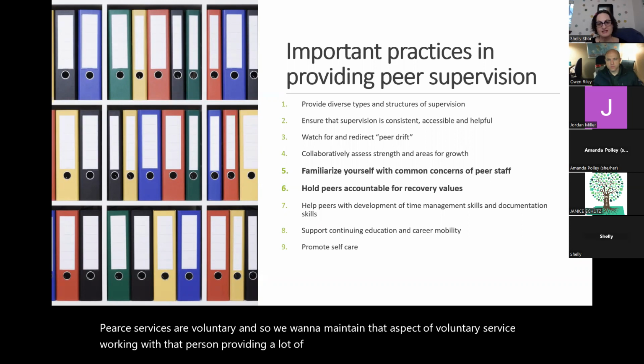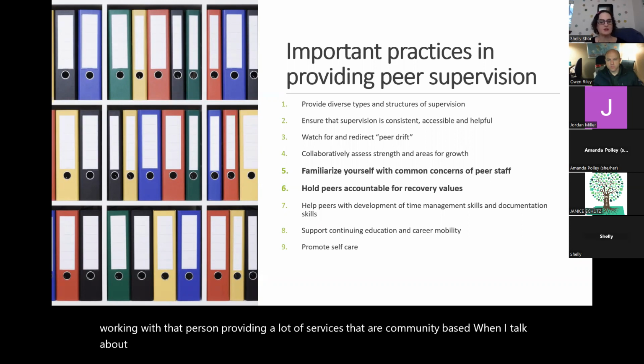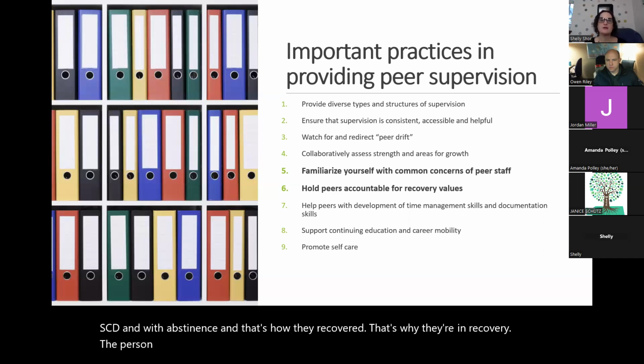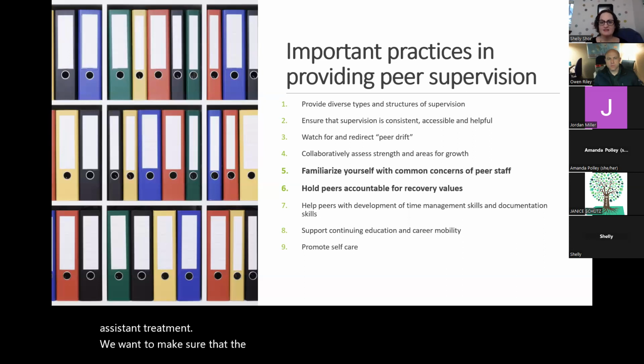that are community-based. When I talk about embracing multiple pathways, I talk about, maybe that peer has a lived experience with SUD and with abstinence, and that's how they recovered. That's why they're in recovery. The person that they work with might have chosen a different path, an MAT, medication assisted treatment. We want to make sure that the peer respects that, embraces all those multiple pathways, and we want to hold the peers accountable for doing that.